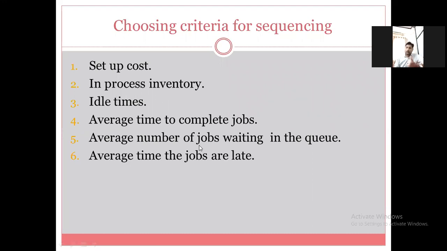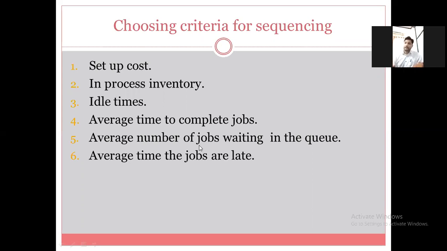Then, if we have considered the optimum number of a batch, let us consider 100 components, how much average time is required to complete that operation on the machine? That will be nothing but the average time to complete the jobs. Then the average number of jobs waiting in the queue, a quantity, then the average time the jobs are late. Okay, so this is also important.